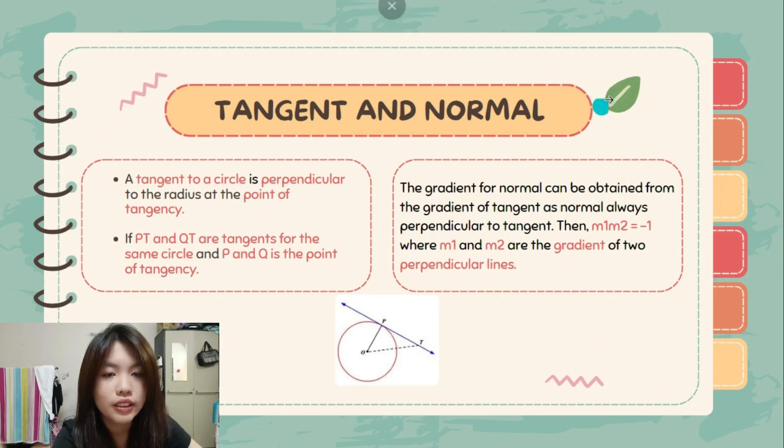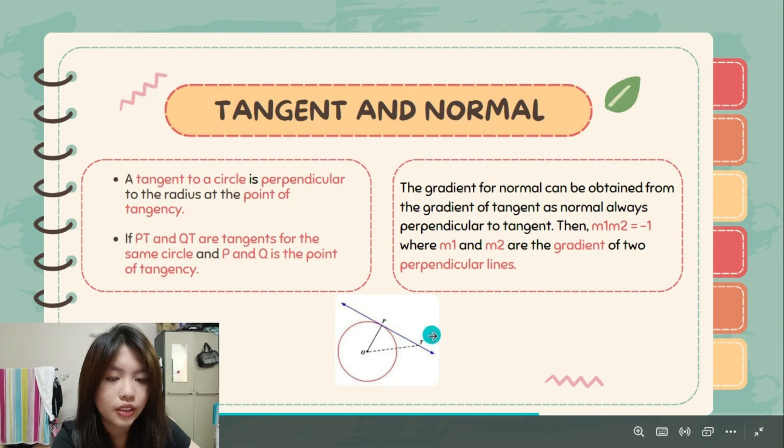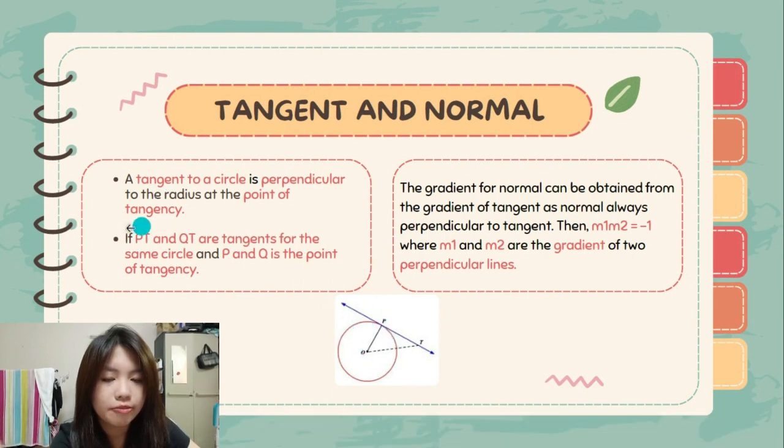Now, this is tangent and normal. A tangent to a circle is perpendicular to the radius at the point of tangency. Look at the diagram. The line PT is the tangent of this circle, so it is always perpendicular to the radius. If PT and QT are tangents to the same circle, then P and Q are the points of tangency.